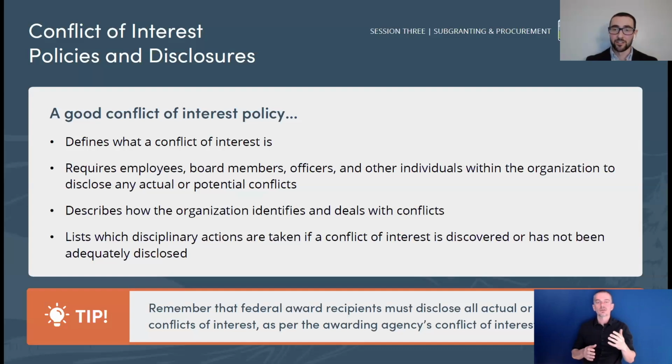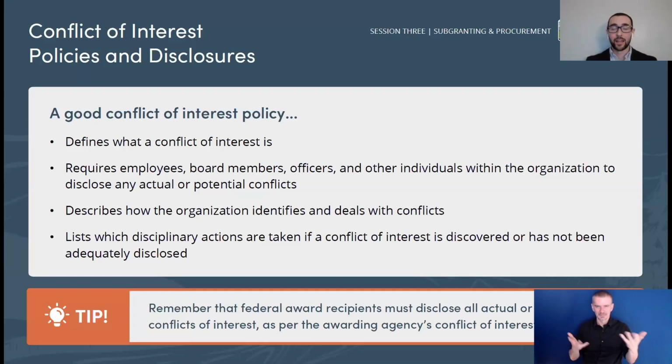disciplinary actions that are taken if you find out that a conflict of interest hasn't been adequately disclosed, or that there is in fact a conflict of interest that has been essentially hidden from the board, let's say. And this disciplinary action component is what gives your conflict of interest policy teeth, if you will, because if you can identify conflicts of interest, but there's no process laid out about how you deal with them, then it's kind of meaningless, right?